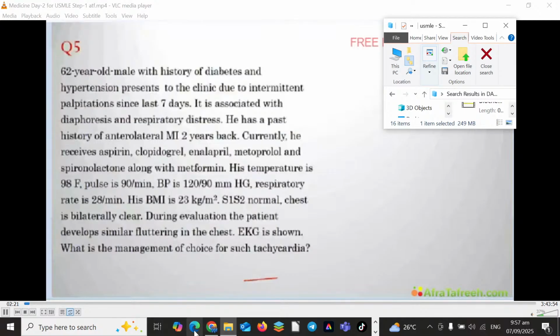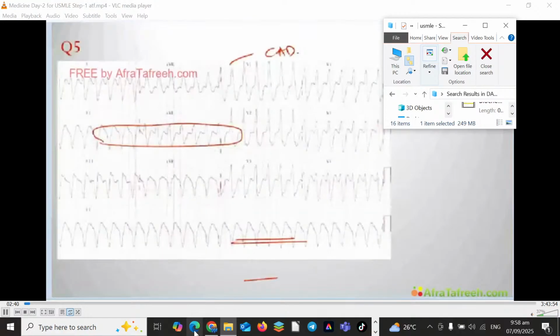And what we are trying to answer is, the patient's EKG is going to be shown for a patient who has coronary artery disease, and the patient has a history of anterolateral MI. So this is the EKG.